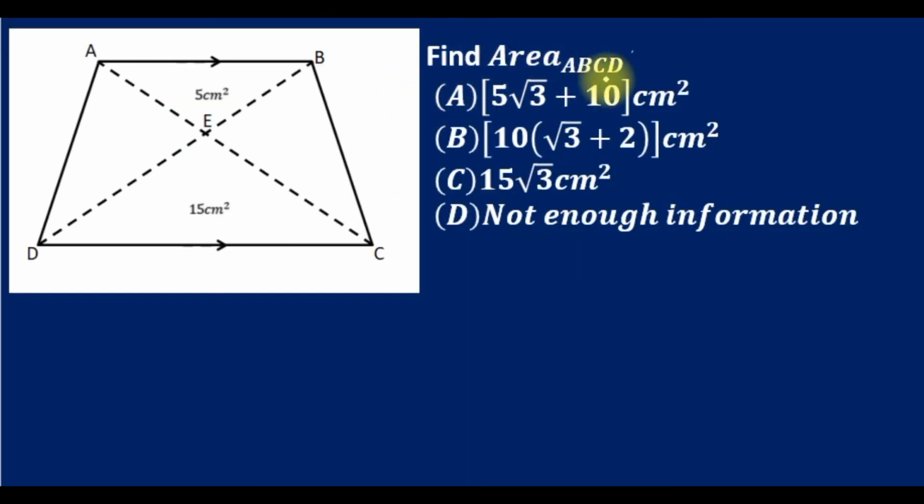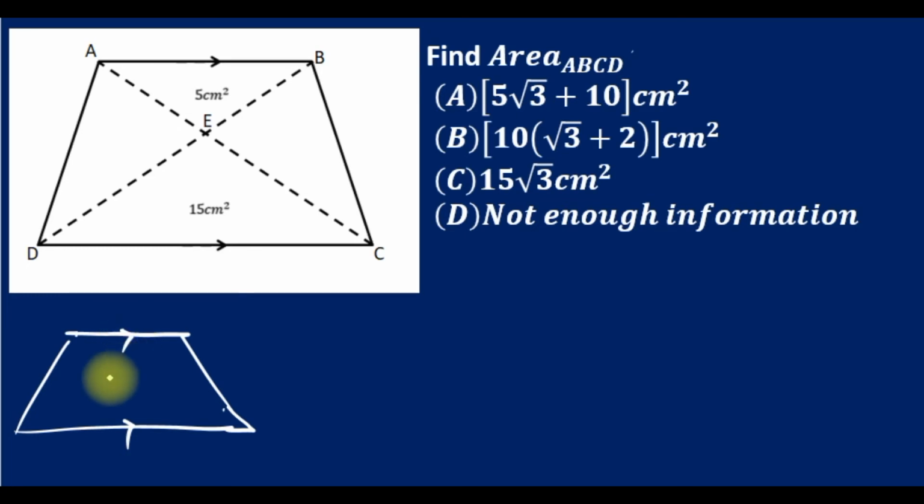We have to find area of ABCD, that's area of the trapezium, given the following information. So we are going to use a property that is very important, that if you have a trapezium and you join the diagonals, the areas formed by the non-parallel sides are equal. So if here is A, here is also A, while here are B and C.